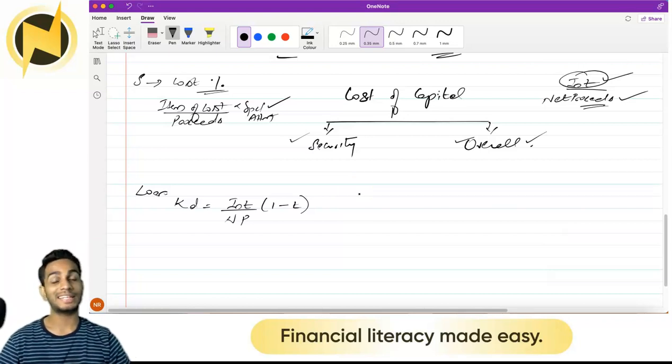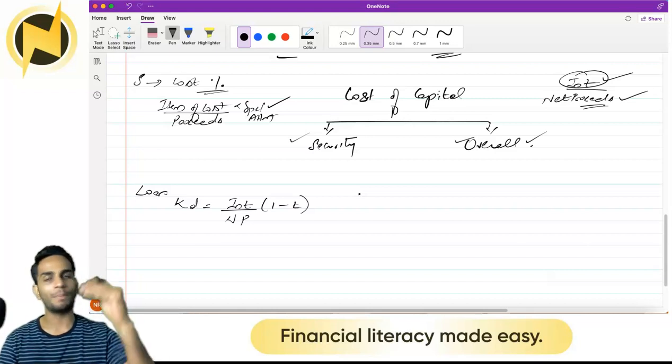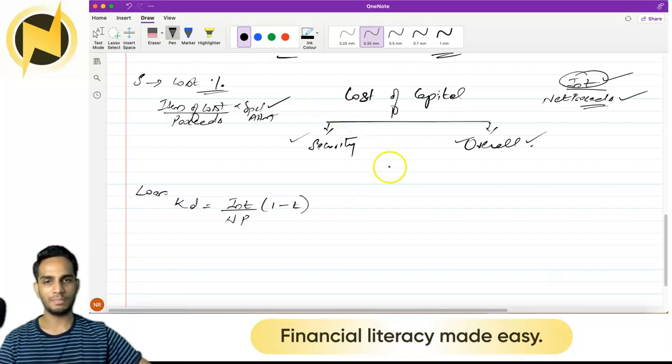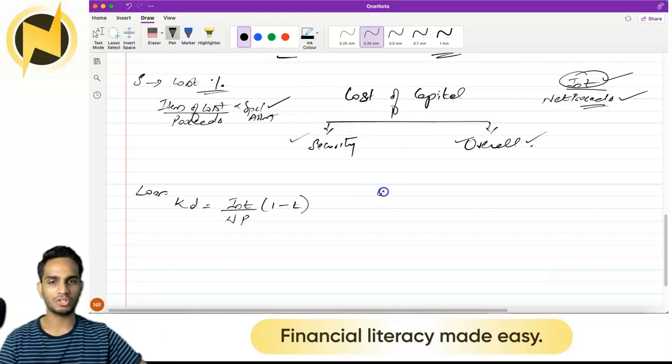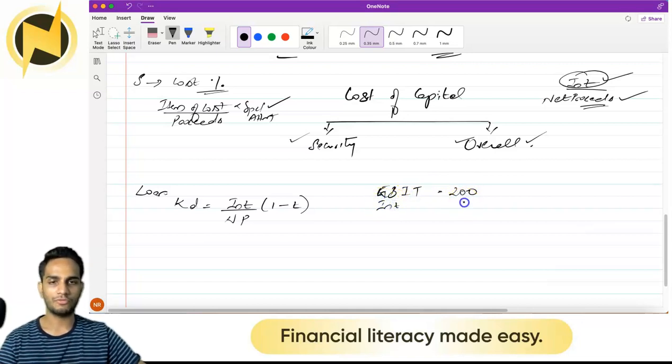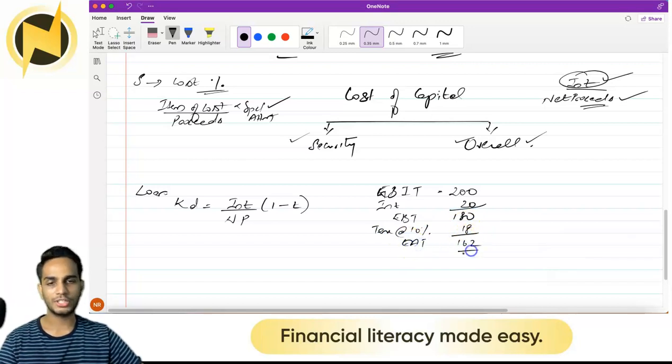The reason we do a 1 minus T here is that whenever we pay interest, we get an interest tax benefit, because we pay interest before paying tax. Because of the interest we pay, our income reduces. Say earnings before interest and tax is 200. I'm paying an interest of 20, so my EBT is 180. Say my tax rate is 10%, so I'm paying tax of 18. So my EAT is 180 minus 18, 162.